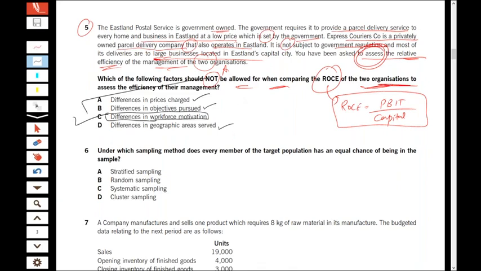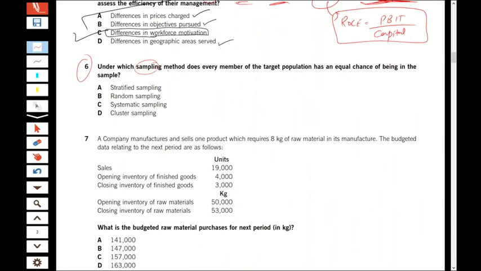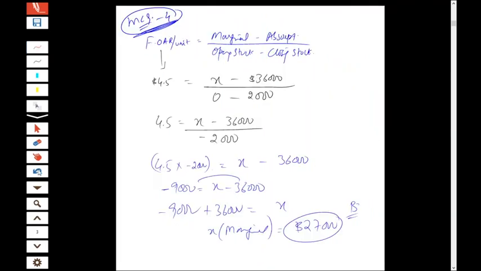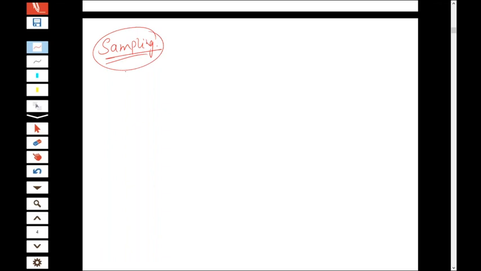Okay. Now move on to the next MCQ, that is MCQ number 6. Under which sampling method does every member of the target population have an equal chance of being in a sample? I should give you a brief introduction about sampling because it is specifically the topic as well. So we must discuss it. What is basically a sample?